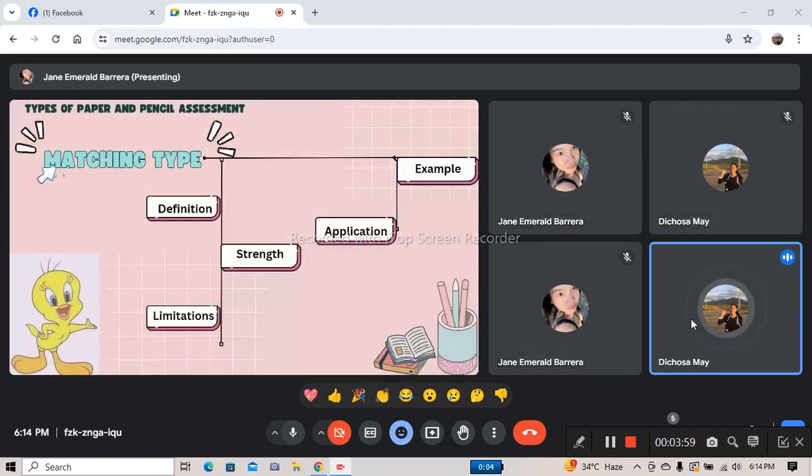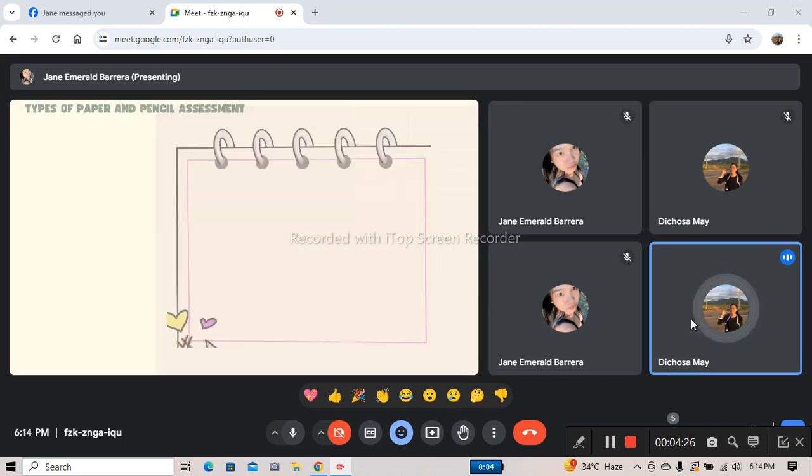I have here a graph which shows the contents of our report today. The matching type has its definition, strengths and limitations, and the examples and application, where Miss Jane Barrera will tackle the examples and application. Today, we will start with the definition first.